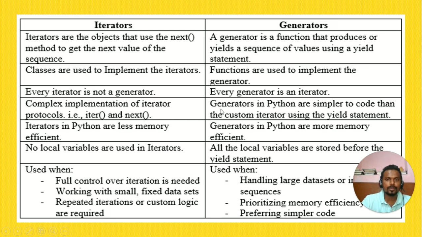Generators in Python are simpler to code than the custom iterator, using the yield statement. Iterators in Python are less memory efficient, while generators in Python are more memory efficient. No local variables are used in iterators, whereas in generators all the local variables are stored before the yield statement.